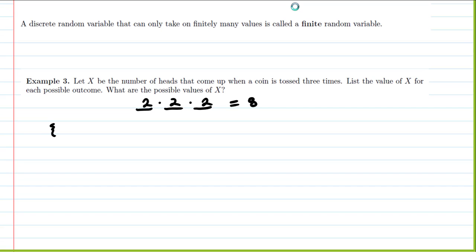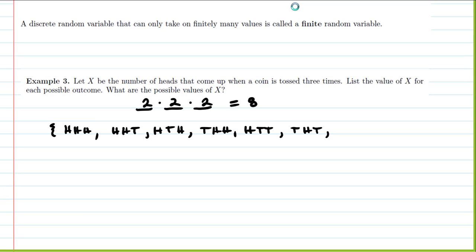So one possible outcome would be head, head, head. We could then have head, head, tail. We could have head, tail, head. And then we could have tail, head, head, right? All right. Well, then we could also have heads, tails, tails. We could have tails, head, tails. And we could have tail, tail, heads.